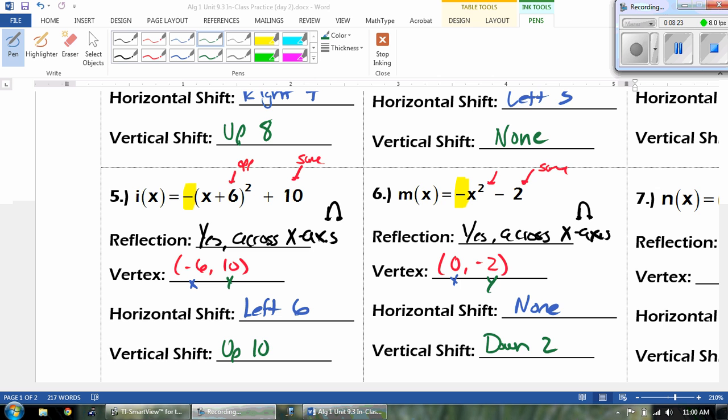Okay, so there we go for number 5. There's a reflection across the x-axis because it was negative. Our vertex was -6, 10, which means we go left 6 and up 10. Number 6, once again, there's a reflection across the x-axis. Our vertex was 0, -2, which means there was no horizontal shift, and then we went down 2.